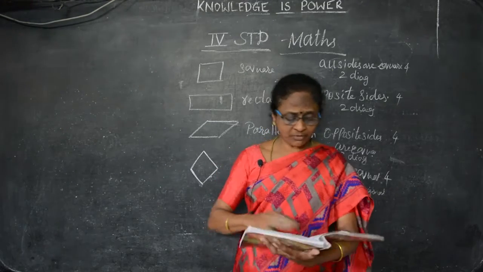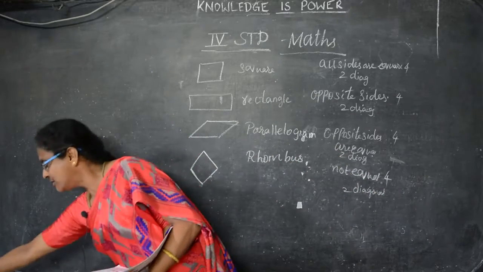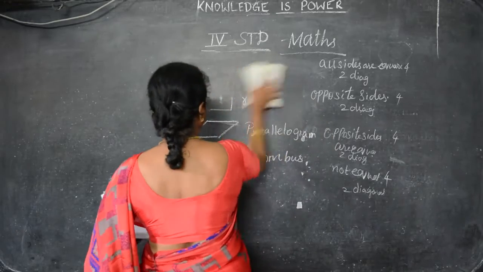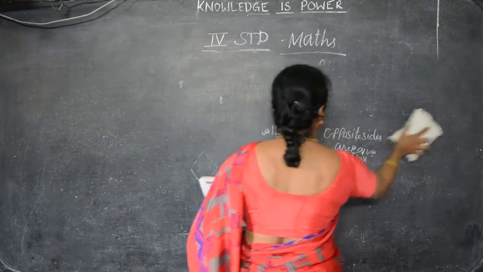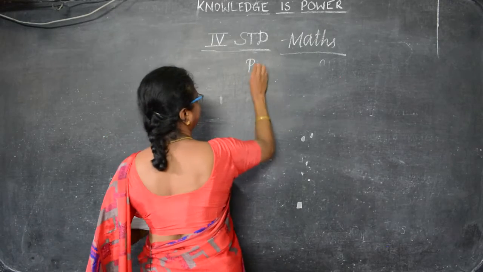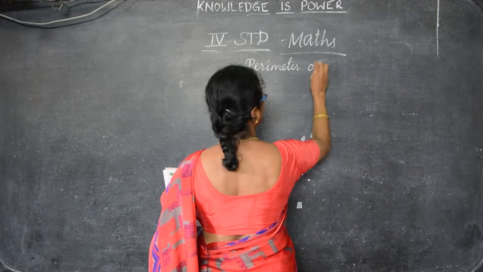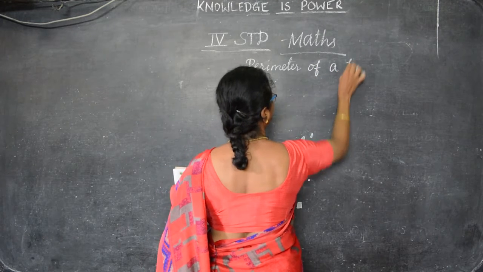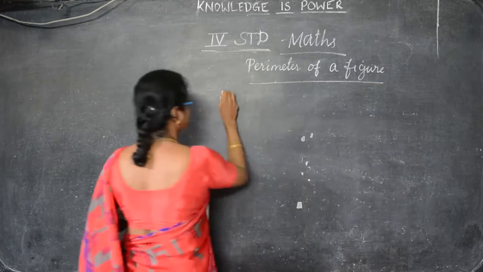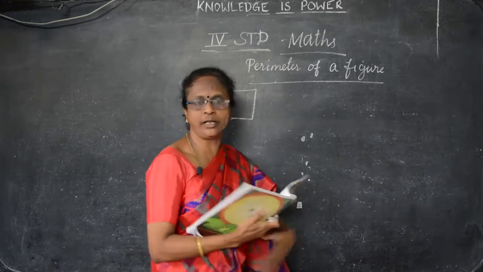And now next we are going to see about the sides of the following figure, and the perimeter. We are going to see about the perimeter of a figure. Figure means just like this. This is the figure. Any shape they will give you, that is called a figure.